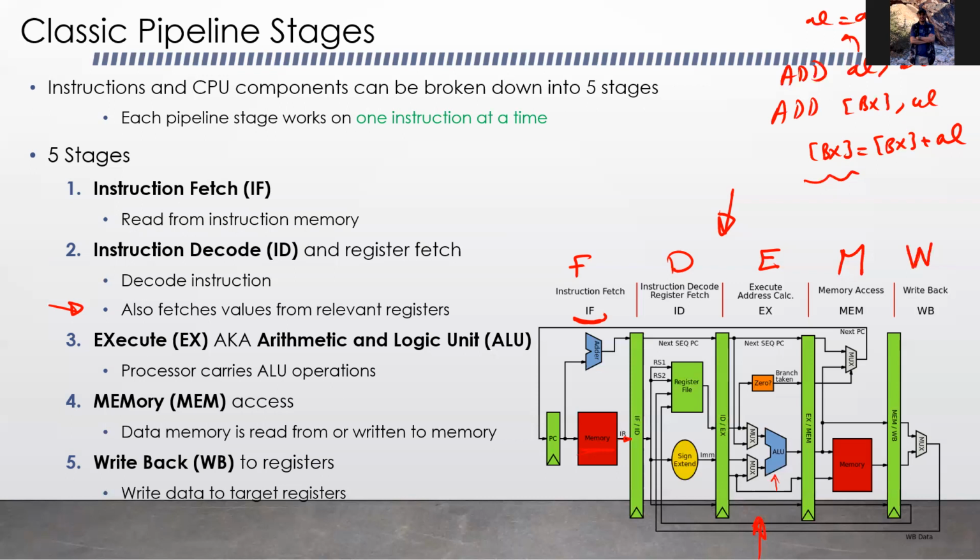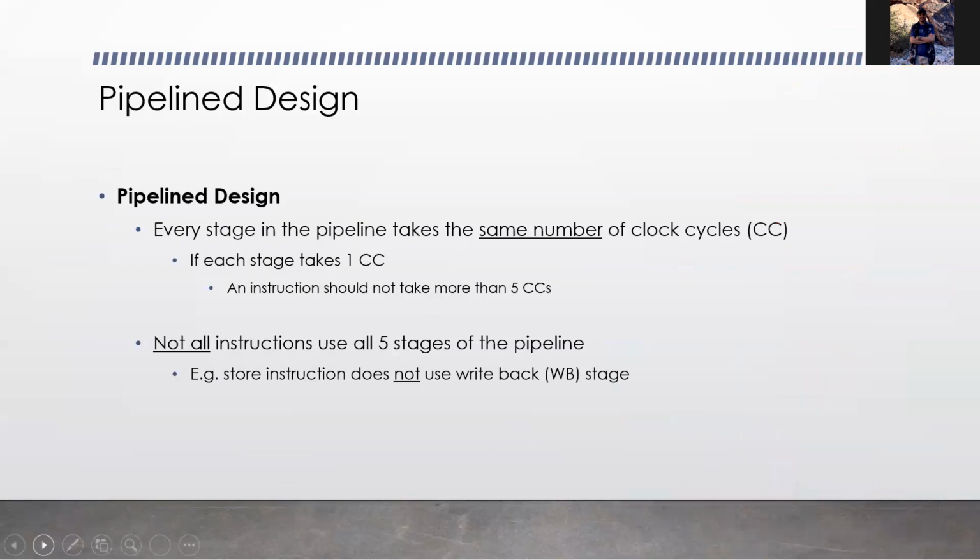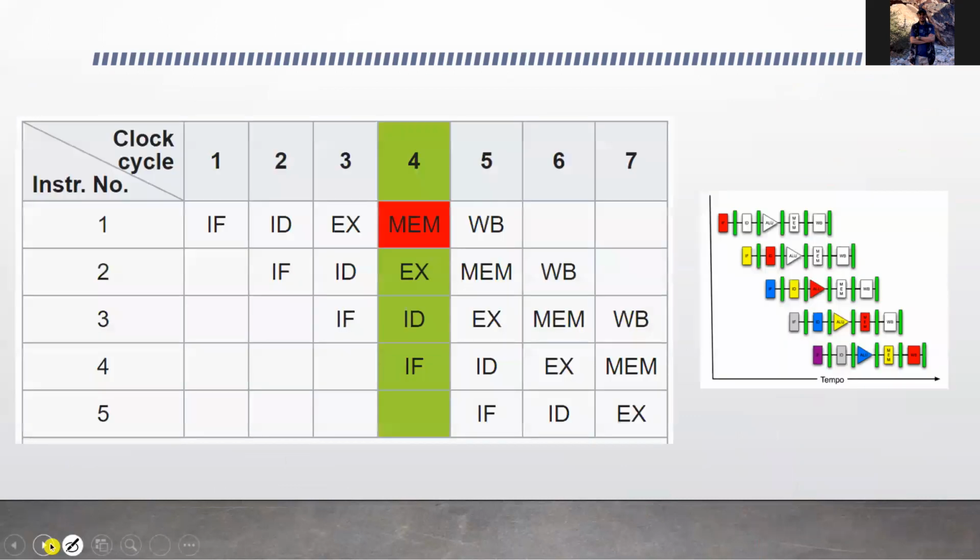So these are 5 stages, and here is how the pipeline works. Basically, if you have 5 instructions and everything is perfect, these instructions are independent, then once you fetch the first instruction in the first cycle, then in the second cycle, this instruction will be decoded and the fetch circuit will be free. So at that time, you can fetch the second instruction.